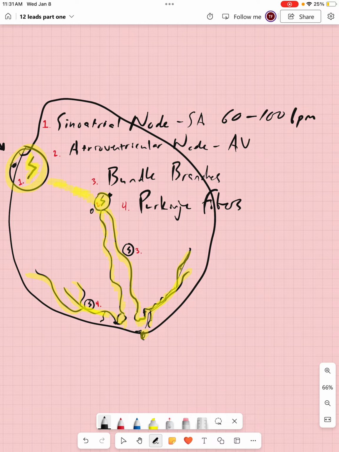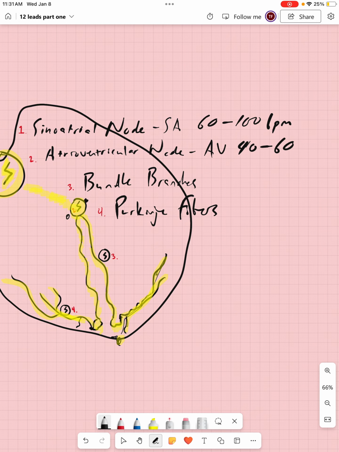So there is a fail-safe in place. If the SA node doesn't show up to work, our number 2 in command, our AV node, or atrioventricular node, is going to step up and run things. But they don't do the job as much, so they're not quite as good at it. What I mean by that is the rate at which the AV node is going to initiate electrical impulses is slower, and it's different than the SA node. It is capable of generating impulses at a rate of 40 to 60 beats per minute.